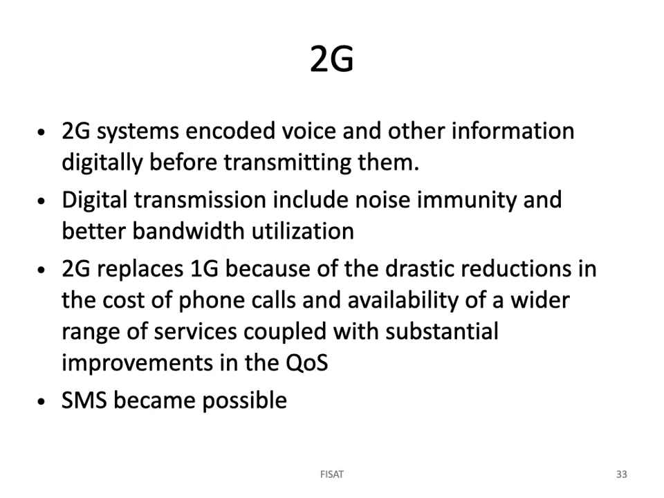Here in 2G, the systems encoded voice and other information digitally before transmitting them. Digital transmission includes noise immunity and better bandwidth utilization. 2G replaced 1G because of the drastic reductions in the cost of phone calls and availability of a wider range of services coupled with substantial improvements in the quality of services. SMS became possible. Also, some of the service providers were given the capability for MMS or multimedia message services.